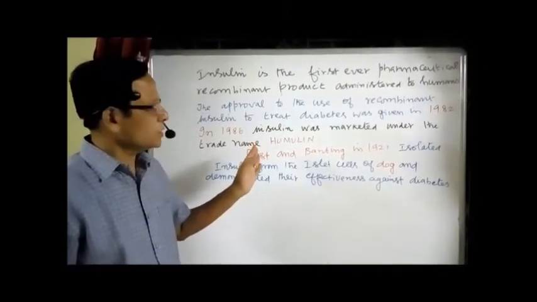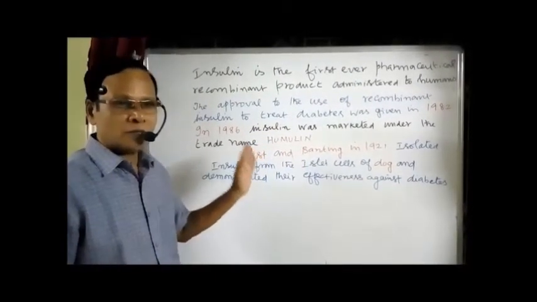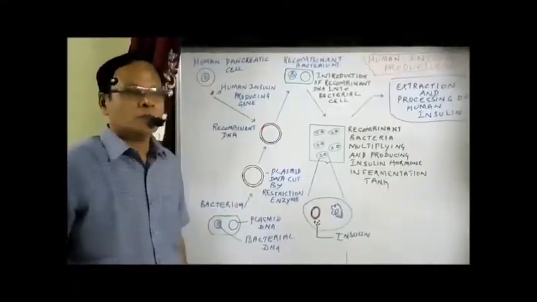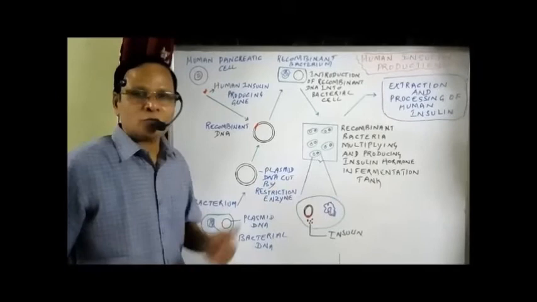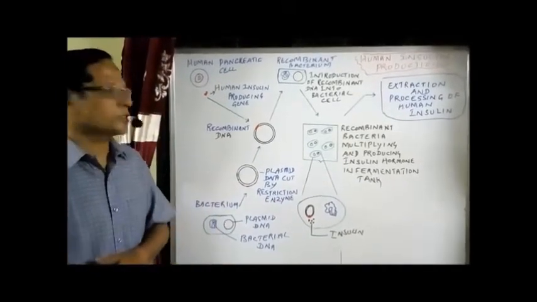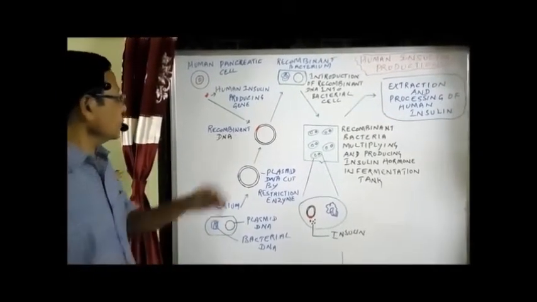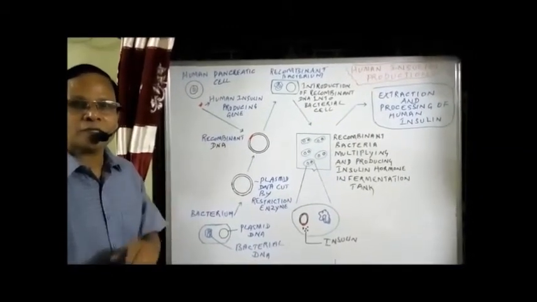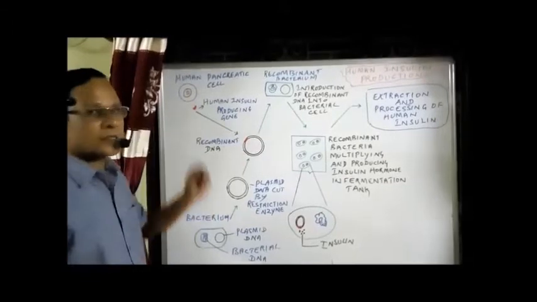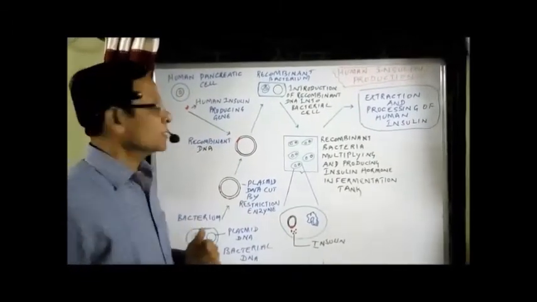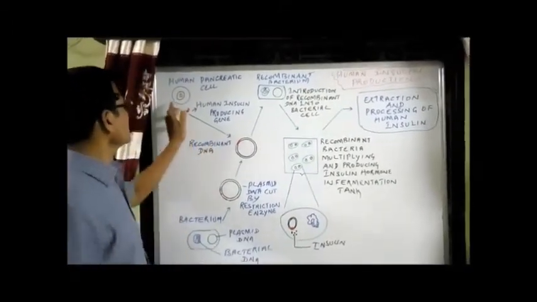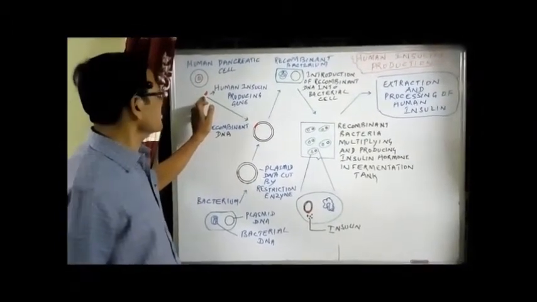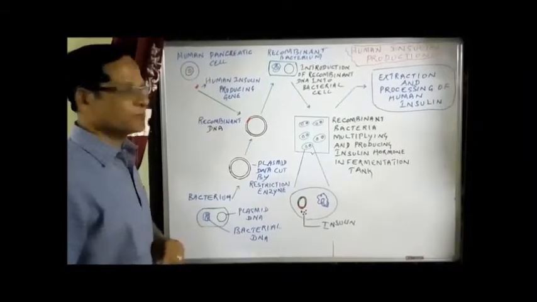Now I'll show how recombinant DNA for the insulin hormone is produced. Human insulin production using recombinant DNA technology. We have the genes for insulin production present in the beta cells of the pancreas, the islets of Langerhans. This is the human pancreatic cell having the gene for insulin production, so the human insulin-producing gene.